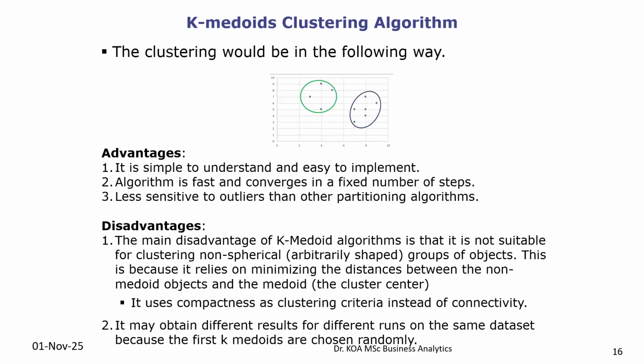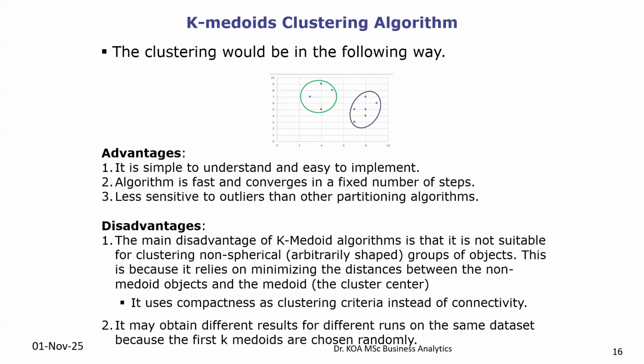Why do we need this at all? Well, off the top of your head, we've already said that it allows you to deal with outliers or extreme observations. It's very easy to understand and implement, and it's also fast, especially when you're using software to deal with it. But the disadvantage is that it's not suitable for clustering non-spherical groups. Groups that have been arbitrarily shaped are not good for it.